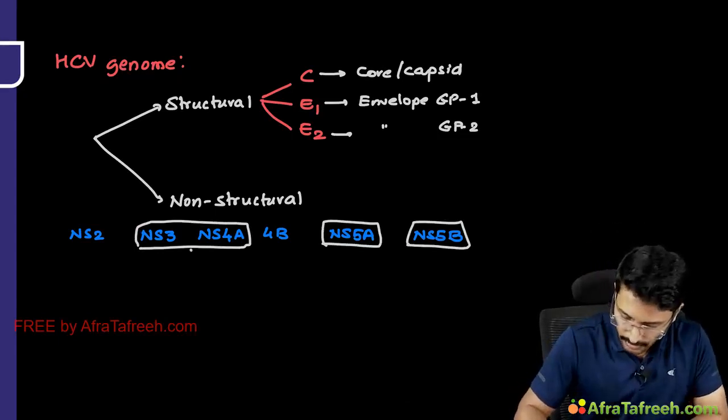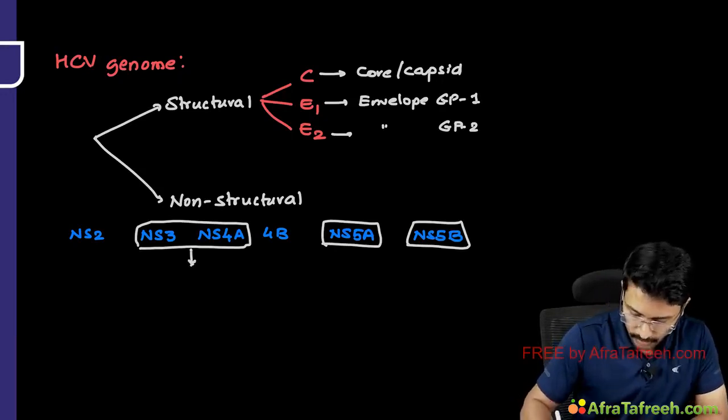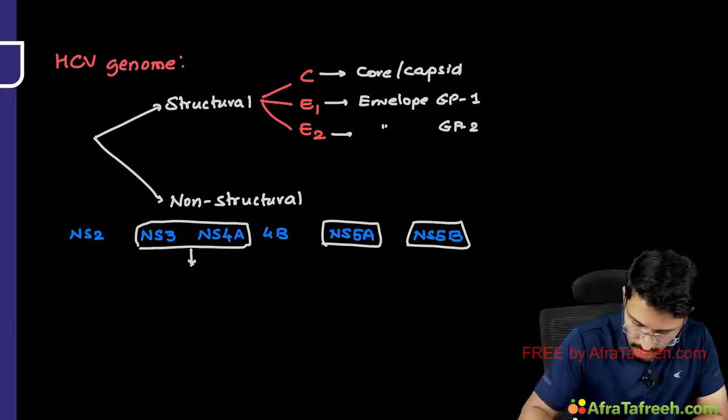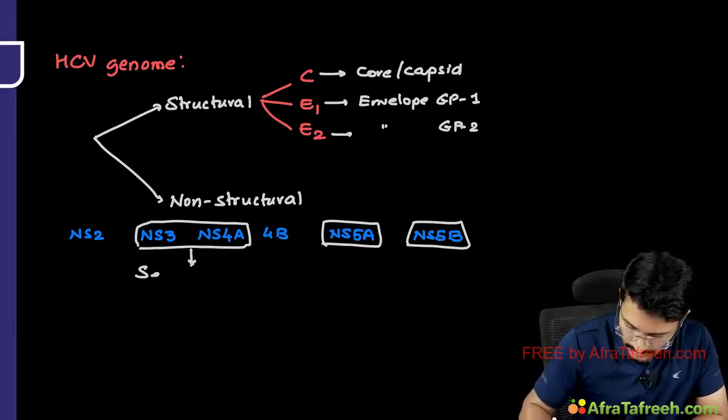Now NS3 and NS4A. NS3 is coding for a protease enzyme. To be more precise, it is a form of protein I can call a serine protease.